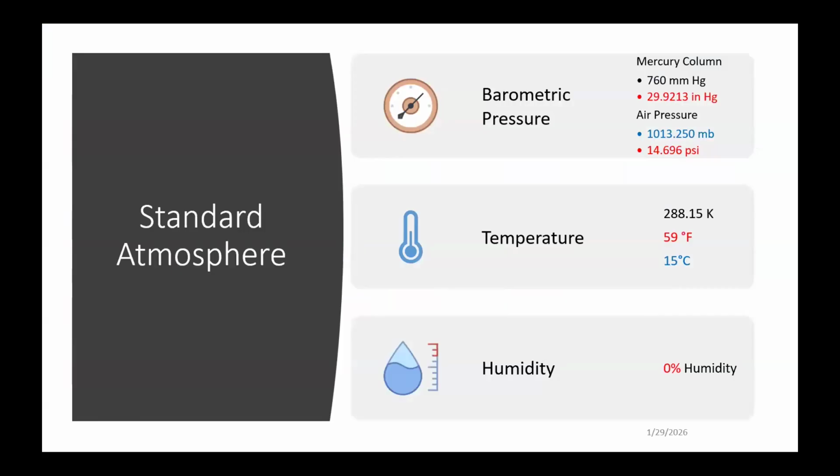Standard atmospheric pressure. The red numbers are the USA measurements, the blue numbers are the SI measurements. So standard barometric pressure at sea level is 29.92. They take it out to 4 decimal places. None of our instruments go that far. Temperature is 59 degrees F or 15 C, and then zero humidity. As you move off of those numbers, the density of the atmosphere changes away from the standard distribution.